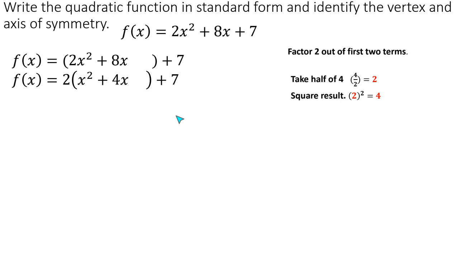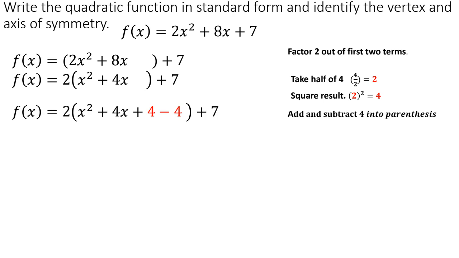And now our next step is to get rid of this -4. So let me get my pen out. So we're going to take this number and we want to remove it from the parentheses. But in order for me to remove it, I'm going to have to multiply it by whatever is out here, which is a 2.